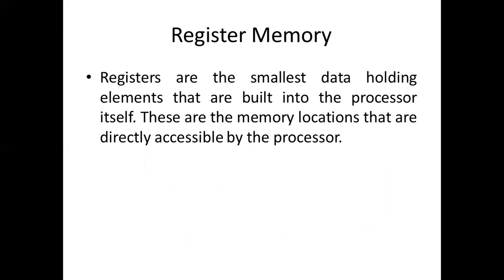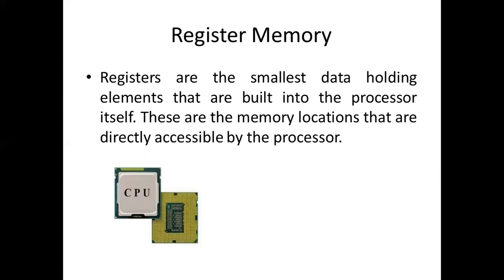Now, after talking about the cache memory, we are going to look at the last memory within the memory hierarchy of the computer, which is register memory. Registers are the smallest data-holding elements that are built onto the processor itself. These are the memory locations that are directly accessed by the processor, because they are within the CPU. This is how a CPU looks, on the motherboard.